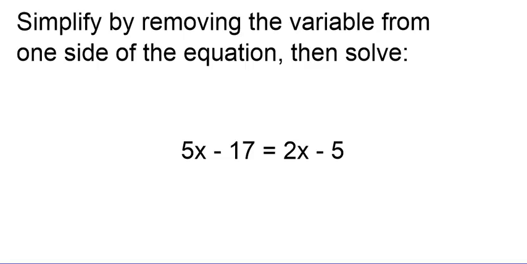Now, as you continue working with this, it says we're going to simplify by removing the variable from one side of the equation and then solve. Okay. So we're going to do a balancing act. With our balancing act, we're going to make sure that all the x's are on one side and all of our numbers are on the other side. So in the end, we're going to slowly solve for x.